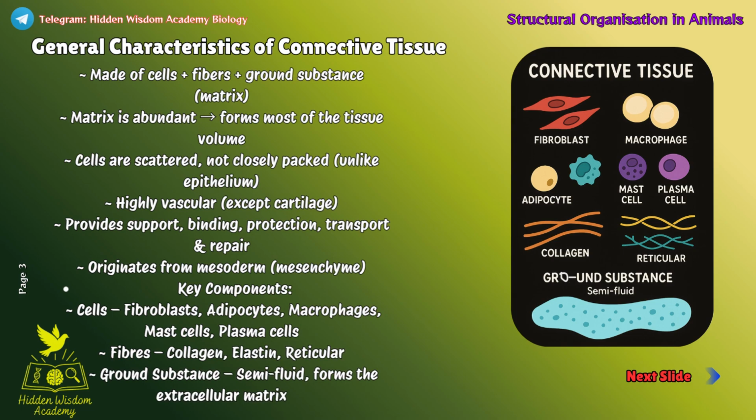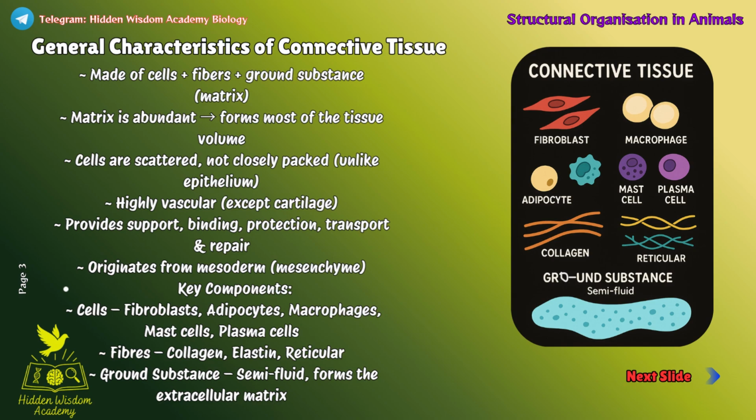The cells include fibroblasts, which build fibers and matrix, adipocytes, which store fat, macrophages, which defend by eating germs, mast cells, which release histamine during inflammation, plasma cells, which make antibodies.